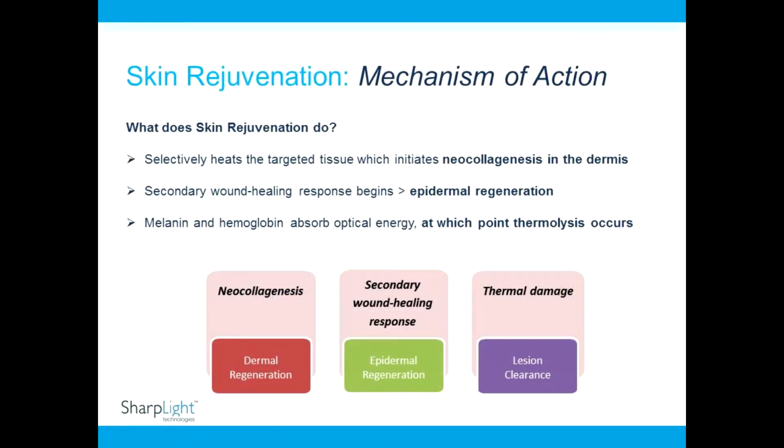What does skin rejuvenation do? It selectively heats the targeted tissue, which initiates neocollagenesis, or new collagen in the dermis. The secondary wound healing response begins, which leads to epidermal regeneration. Melanin and hemoglobin absorb the light or optical energy, at which point thermolysis occurs.